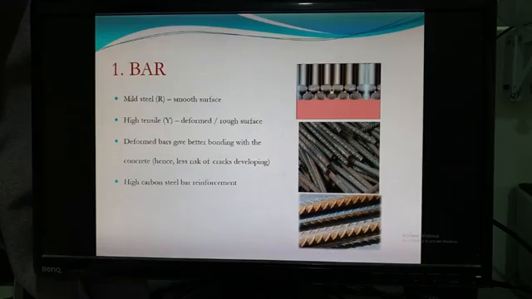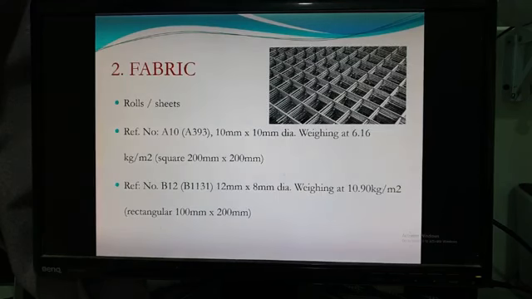So the code for mild steel is R. It has a smooth surface. Compared to high tensile, the code is Y. It is deformed, or it has a very rough surface. This rough surface is important to ensure that the bars will bond better with the concrete. So for the steel bar reinforcement, we have a high carbon steel, so it's a very strong component.